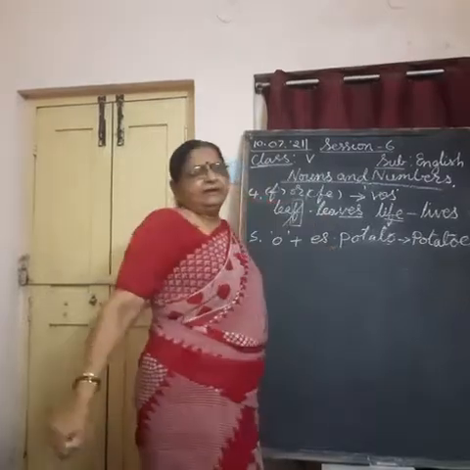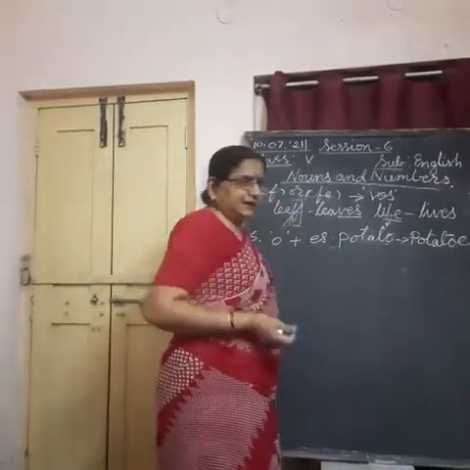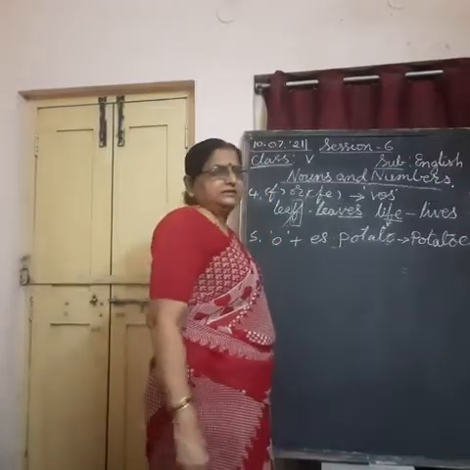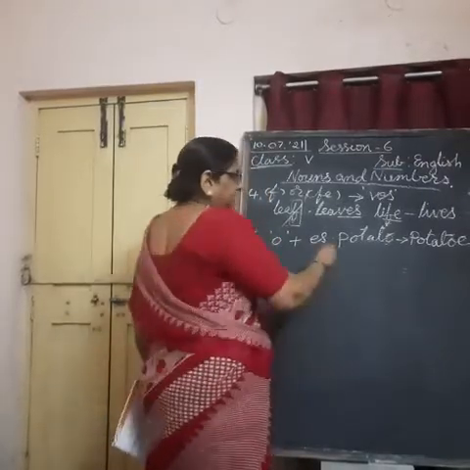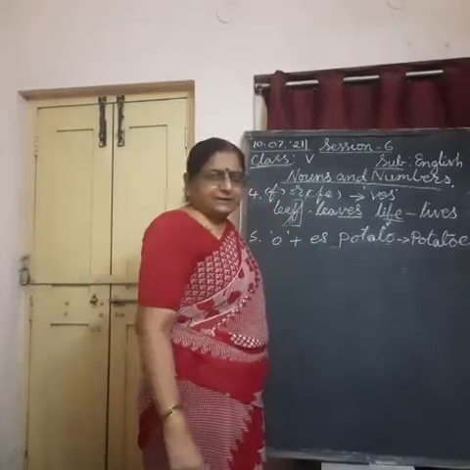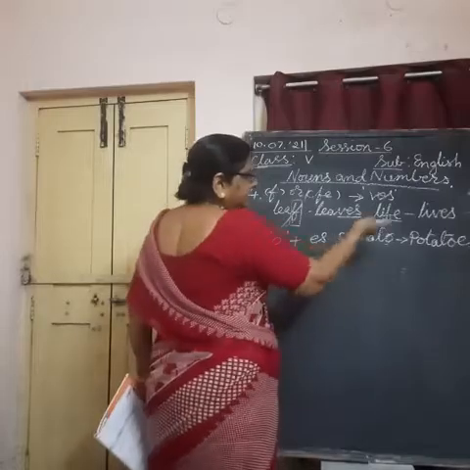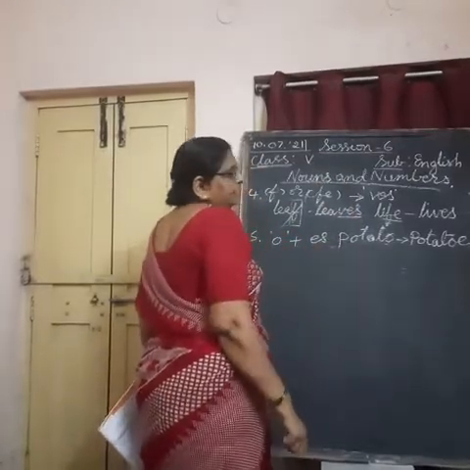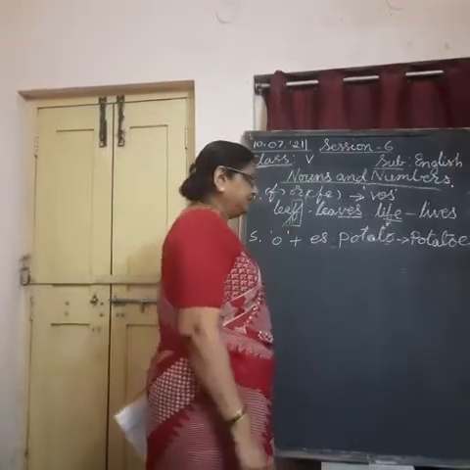Here in the case of Y and F, we cancelled the last letter and then added new letters to it, like IES. But here it is not the case. We are writing the word as it is, but we are adding ES to it in the end. Got it? What I said.